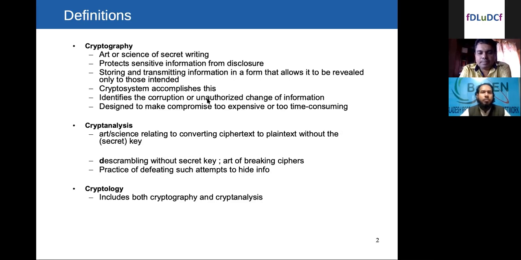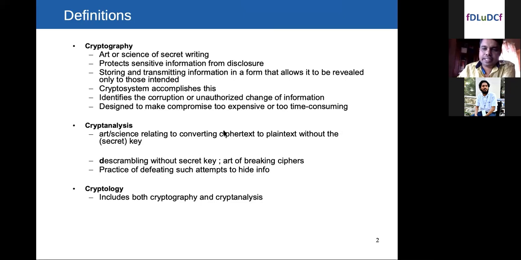So basically, this cryptography is kind of foundation for whatever the other information security facilities. Then there is an area called crypto analysis, an area where people try to break the cryptography. That means try to find out the information from the hidden text. When you put together cryptography and crypto analysis, we call it cryptology. So that is the very basic introduction or the definition for the subject.